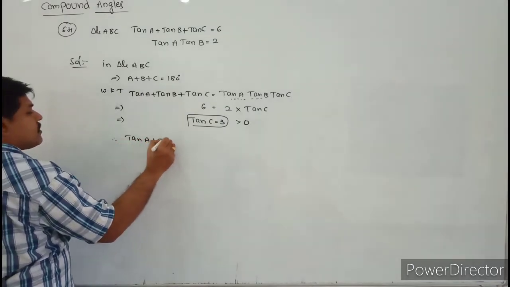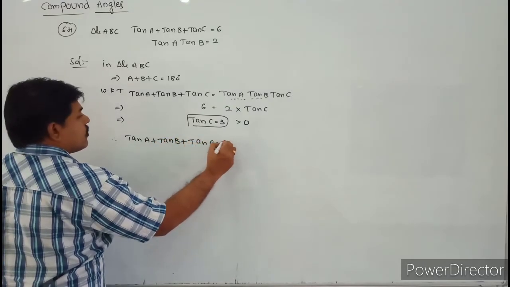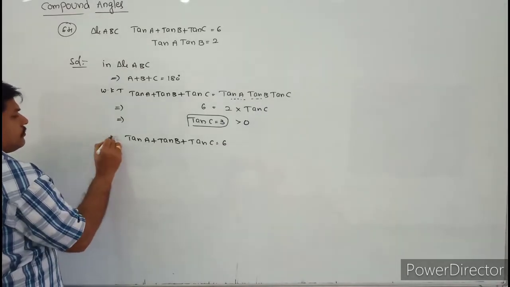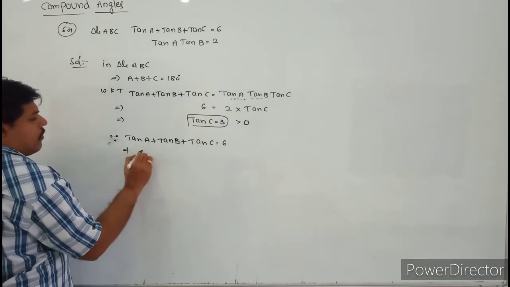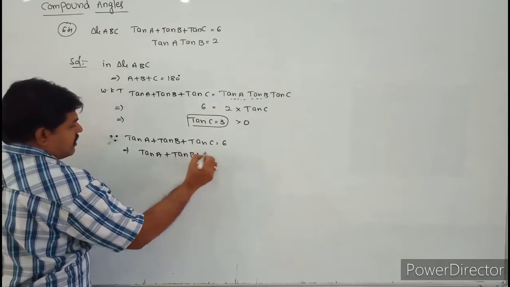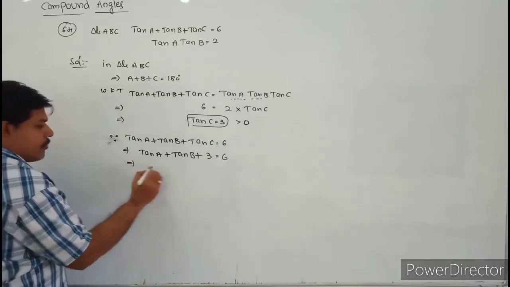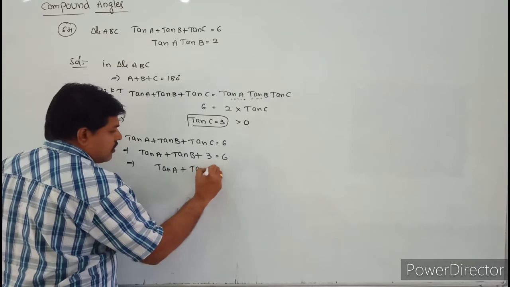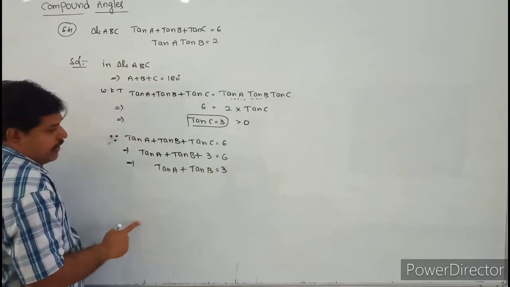So similarly here, see that therefore tan A plus tan B plus tan C is equal to 6. That implies tan A plus tan B plus, what is the tan C value? That is 3. So that is equal to 6. So that implies tan A plus tan B is equal to 3.